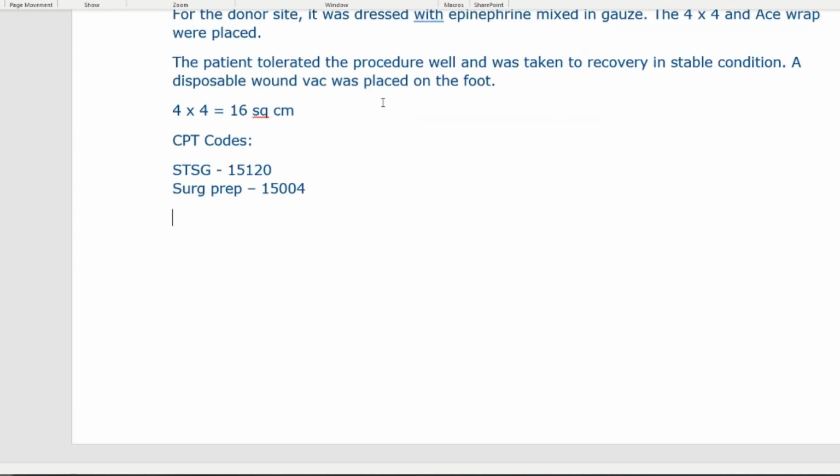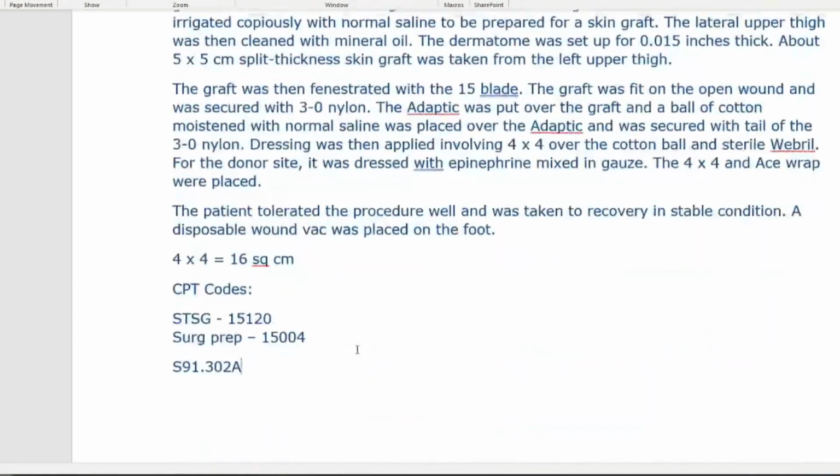And then, of course, we can't forget our ICD-10 code. So we have here S91.302, 2 for the left, and then A for that initial encounter. It's being actively treated, so it would be an A for the active treatment.